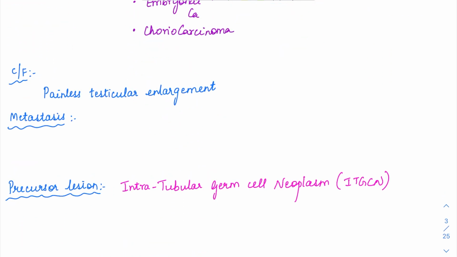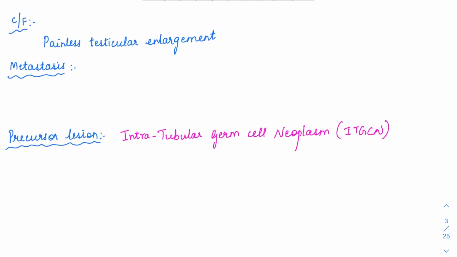Clinically, how do the patients present with a testicular tumor? Usually there will be gradual enlargement of the testis, which is painless. Pain will develop only at very late stages. The common metastasis of testicular tumors is to the para-aortic lymph nodes first. So para-aortic lymph nodes are the first lymph nodes to be involved by testicular tumors. Apart from that, they can also have hematogenous spread to the lung.